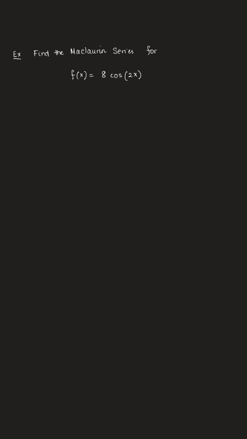Okay, for this second example, we want to find the Maclaurin series for f of x equals 8 cosine of 2x. So when we're asked for the Maclaurin series, there are a couple of reminders. The center is at a equals 0. That's different from the Taylor series that's shifted.